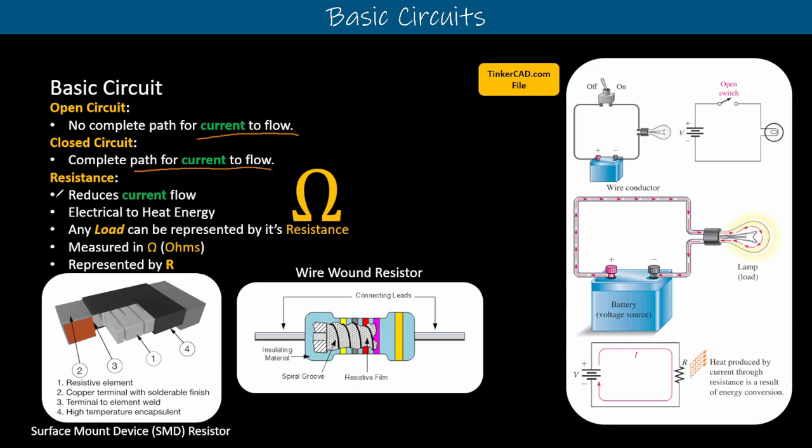We also sometimes need to reduce the current flow in a circuit, and we're going to use resistance to reduce current flow. Specifically, it's going to take our electrical current that we have and convert it into heat energy through our resistive loads. Any load can be represented as a resistor, so any load is going to end up getting a little warm as you run it, right?